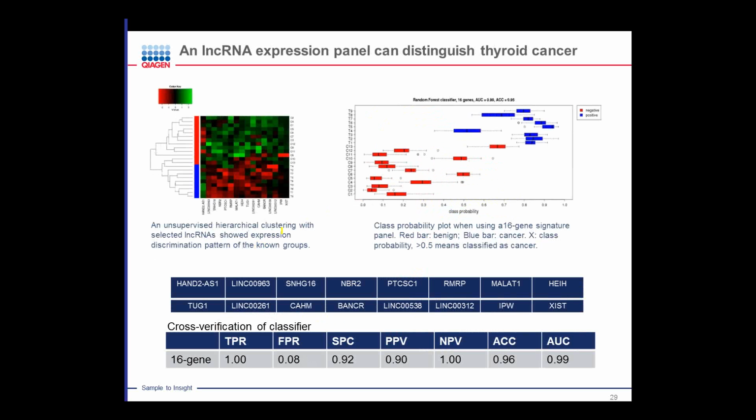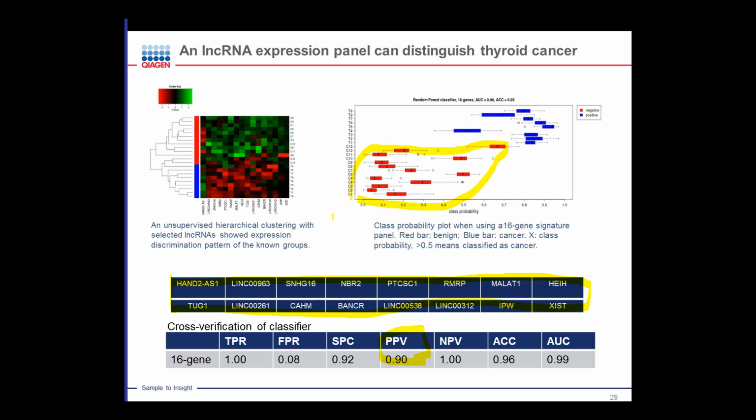If we take a random forest classifier model, simply looking at these long non-coding RNAs that are differentially expressed, we can fairly well classify the benign versus the oncogenic samples based on just these long non-coding RNAs. We've got a positive predicted value of 0.9 with this small panel. And you can see we're fairly well separating the benign from the cancer.